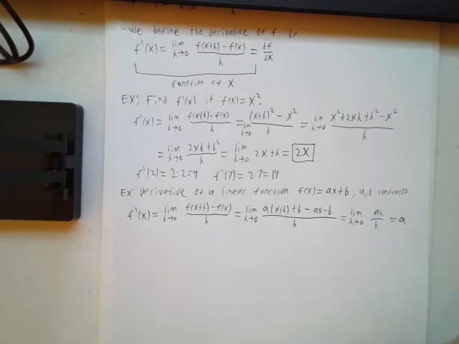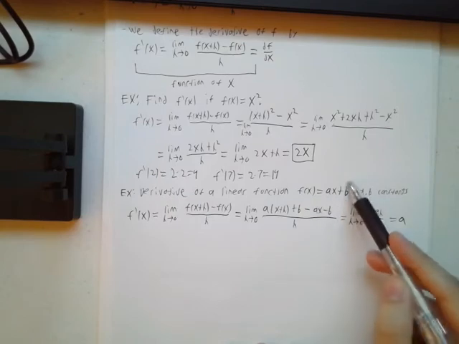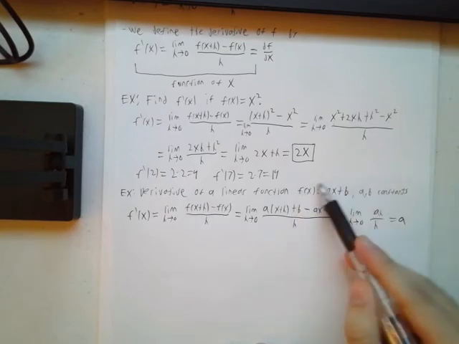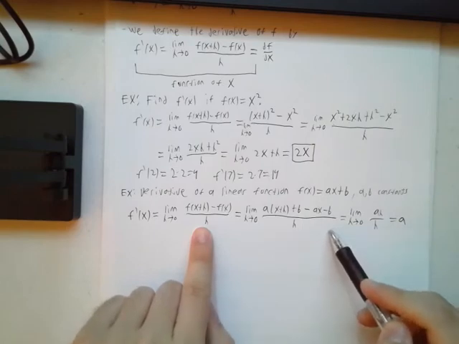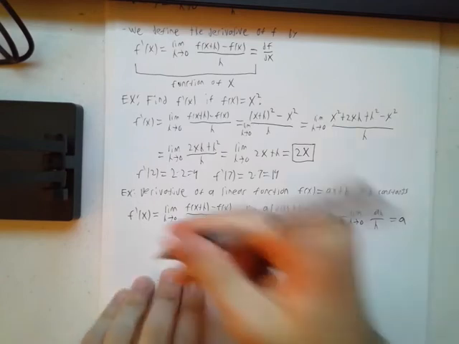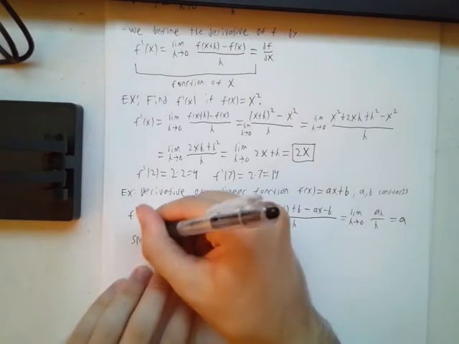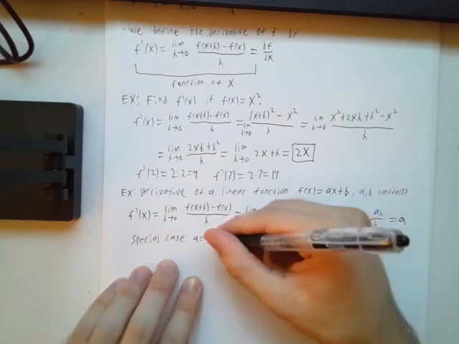Okay, so this is convenient. Now, anytime you're given a line and asked to find the derivative, we do not have to go through this long limit calculation. We know the answer is always going to be the slope of the line. And as a special case, a equals 0, then f of x is a constant function.